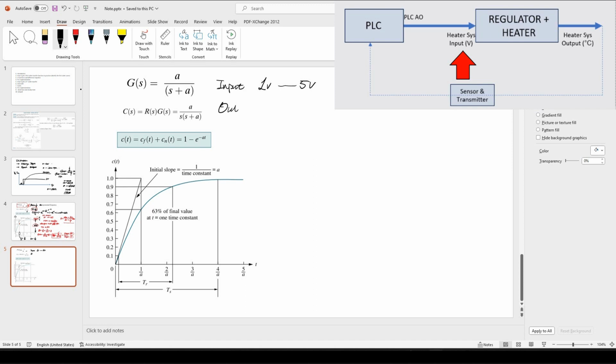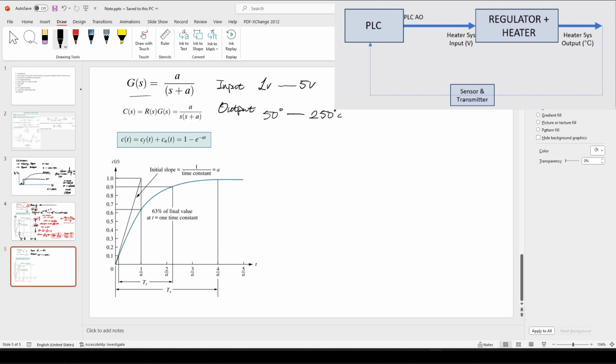And then the output of the temperature, while we apply 1 watt, the temperature was equal to 50 degrees. Then while we apply 5 watts to this system, the temperature becomes 250 centigrade. Okay? And during this change, we get an exponential curve like this. Then let me demonstrate how we can calculate this G(s), this transfer function.